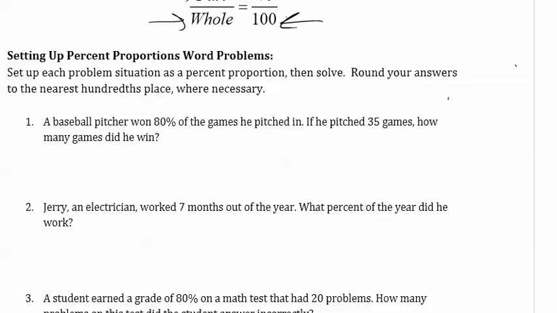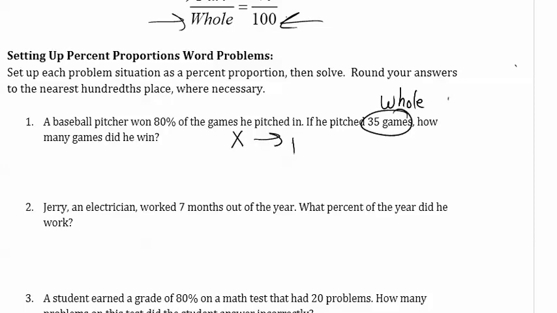Okay, a baseball pitcher won 80% of the games in which he pitched. If he pitched 35 games, how many games did he win? Well, if he won 80% of the games he pitched in, and he pitched a total of 35 games, then 35 games is our whole. The part is what we're missing, so we're going to call that X.